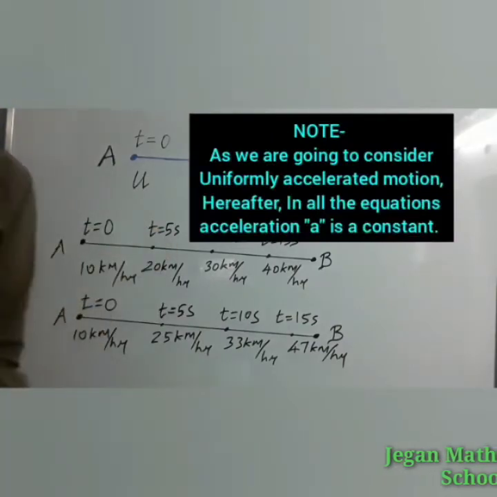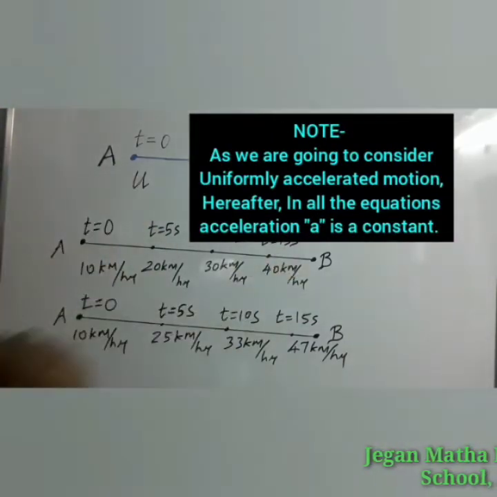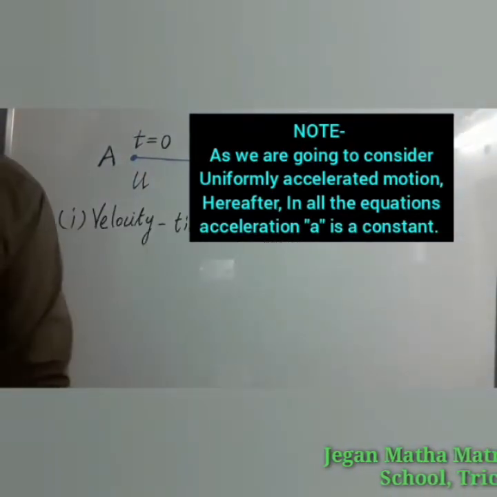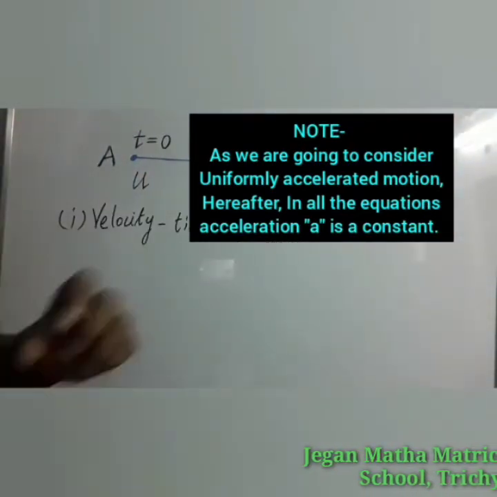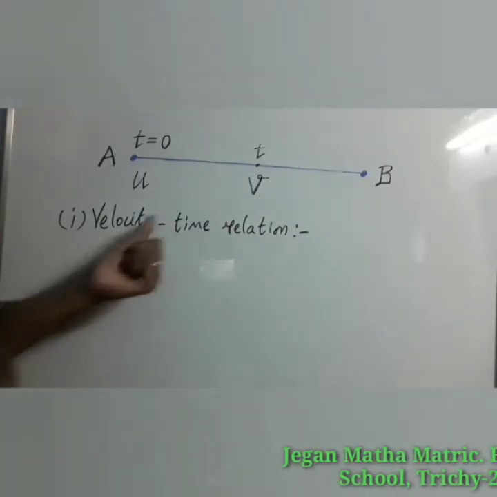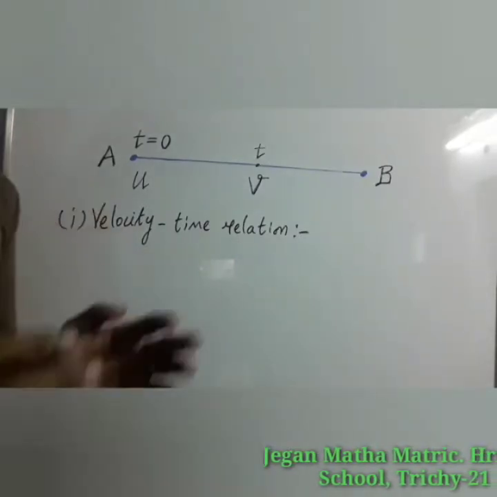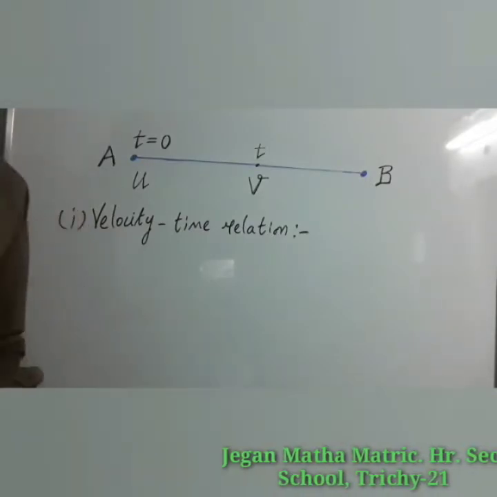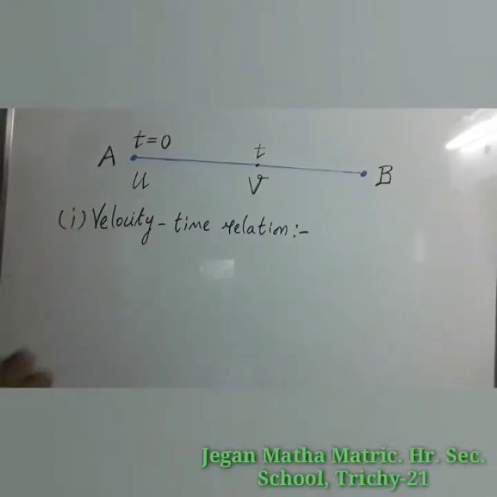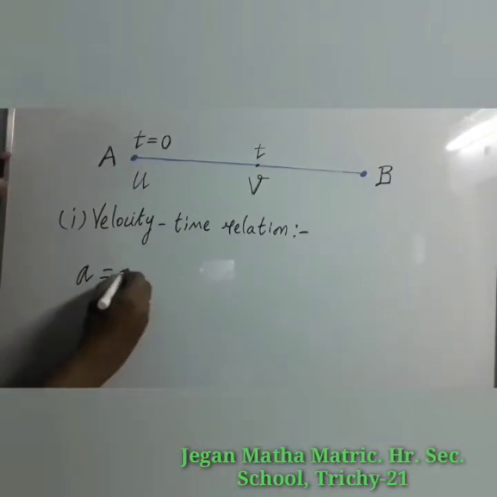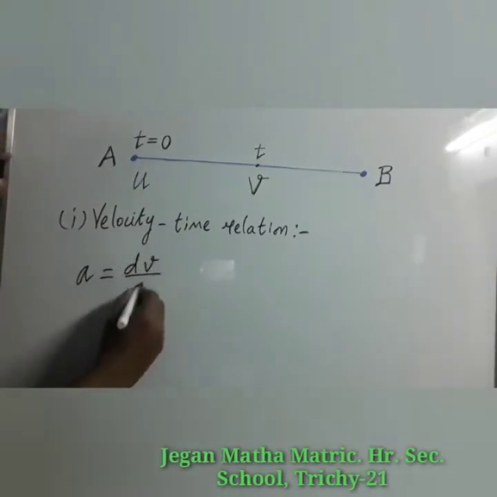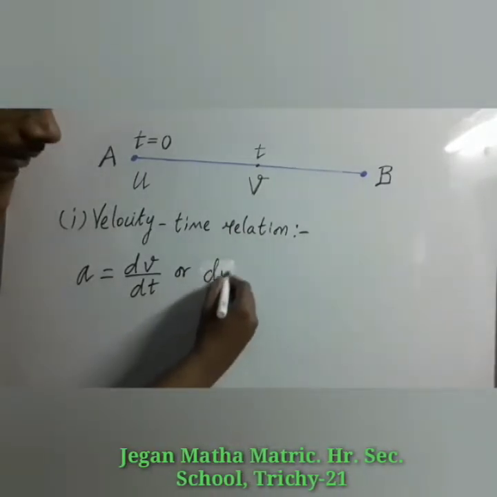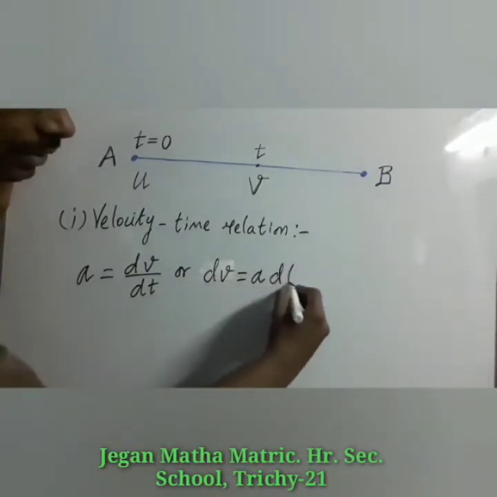Now we are going to derive the equations for uniformly accelerated motion. Let us take the first equation, which will give you the relation between the velocity and the time. The acceleration of the body at any instant is given by the first derivative of the velocity with respect to time. You know that acceleration is the rate of change of velocity with respect to time. This denominator can be taken to this side. So dv is equal to a into dt.